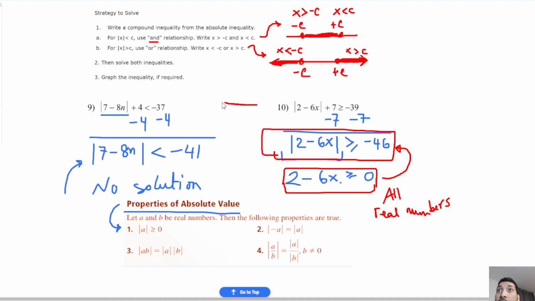Try to see the difference between number 9 and number 10. Here in number 9, we have an absolute value quantity less than a negative number, which cannot be true because we cannot have any absolute value less than a negative number. So we have no solution. But here we have an absolute value greater than or equal to a negative number, which is always true for all real numbers, because all real numbers will satisfy this first property of absolute value, which is greater than or equal to 0. So any number which is greater than or equal to 0 must be greater than or equal to -46. So that's why for number 10, we have all real numbers as the solution.